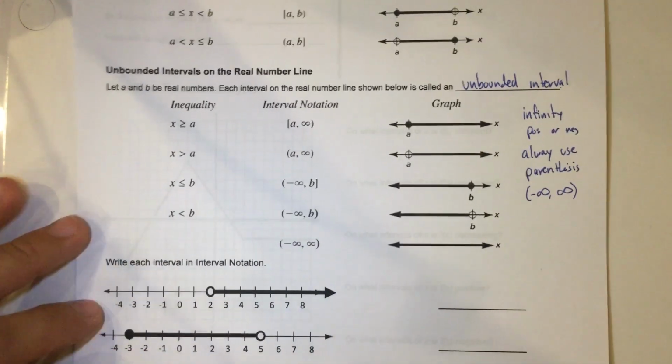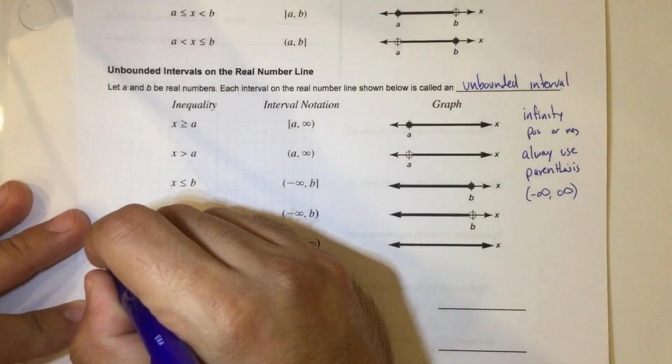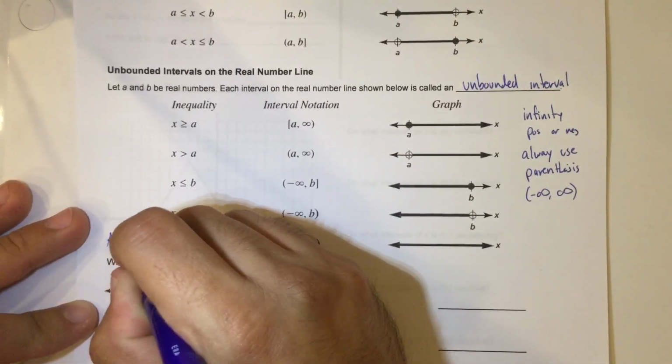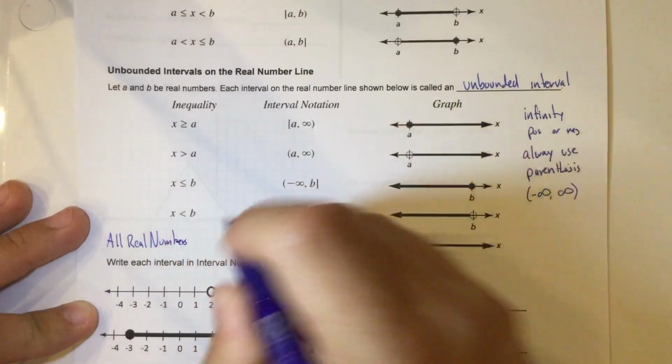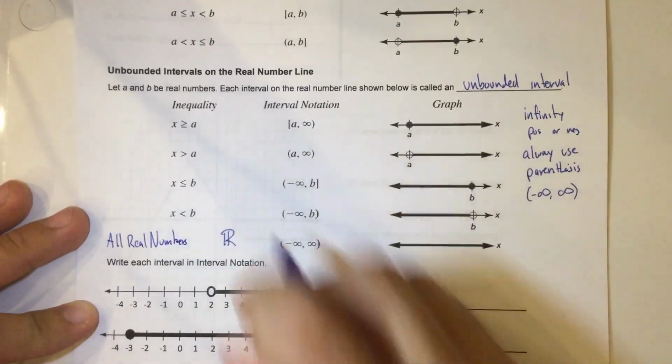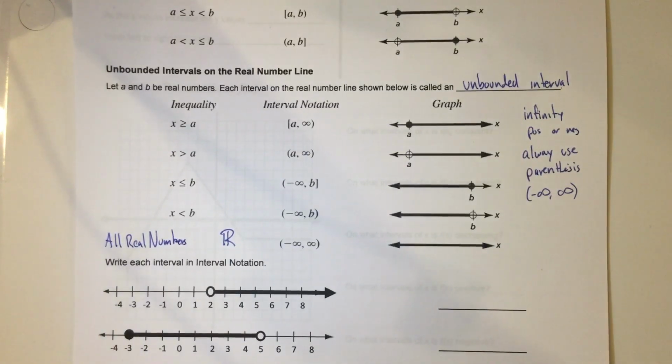There's two ways to write this. First, you can actually write out words, all real numbers. And I like to use that symbol. It's two lines and the R going through it for all real numbers.